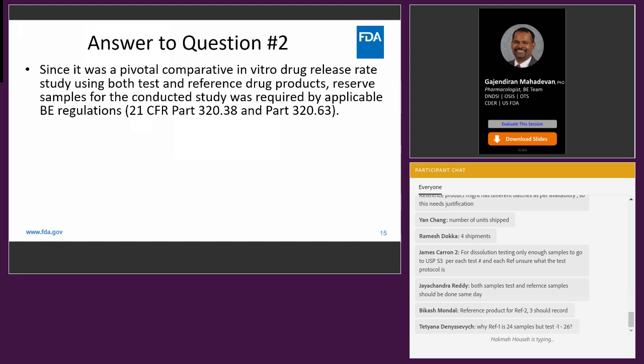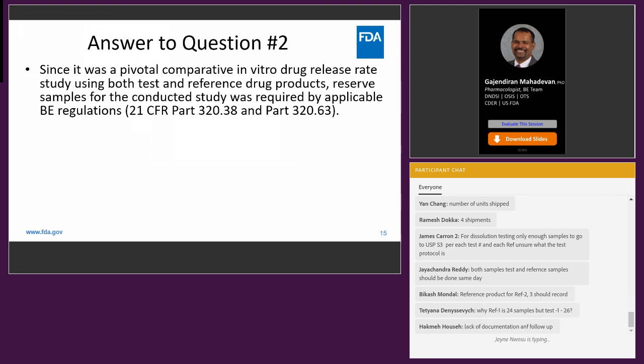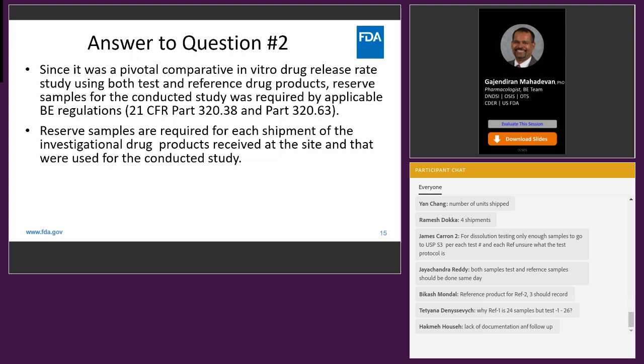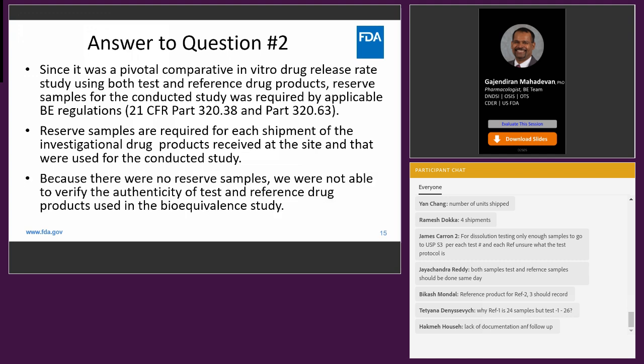Since it was a pivotal comparative in vitro drug release rate study using both test and reference drug products, reserve samples for the conducted study were required by applicable bioequivalence regulations, 21 CFR Part 320.38 and Part 320.63. Reserve samples are required for each of the shipments of the investigational drug product received at the site and used for the conducted study. Because there were no reserve samples, we were not able to verify the authenticity of the test and reference drug product used in the bioequivalence study.